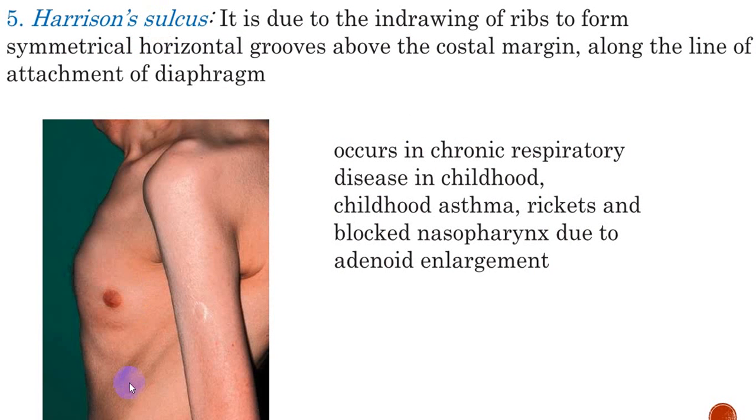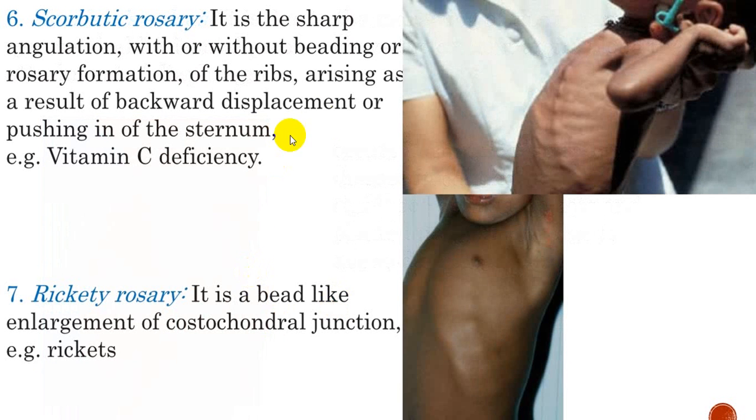Then regarding a Harrison sulcus, we have already mentioned this will be classical in case of rickets. You will have a groove along the attachment of diaphragm. That is called Harrison sulcus. And this is possible only if the person develops rickets in very early childhood. So that will be very peculiar, Harrison sulcus.